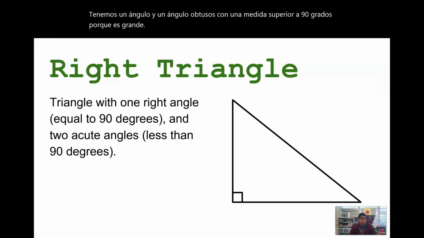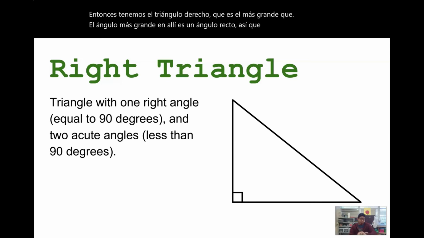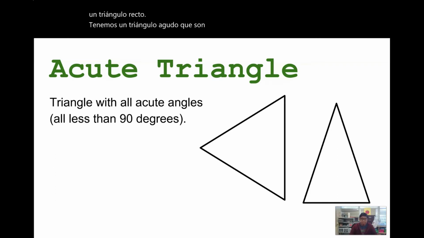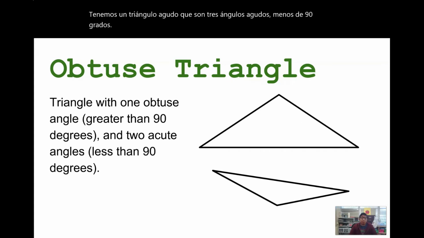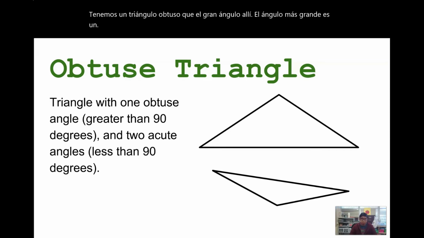Then we have the right triangle, in which the largest angle is a right angle, so that's why it's called a right triangle. We have an acute triangle, in which all three angles are acute, less than 90 degrees. We have an obtuse triangle, in which the largest angle is an obtuse angle.